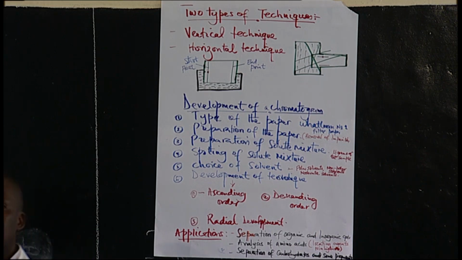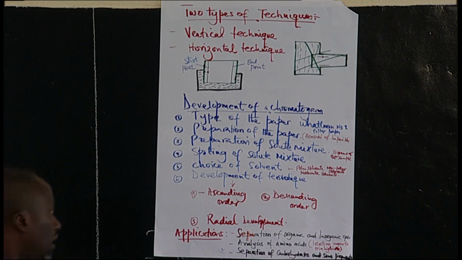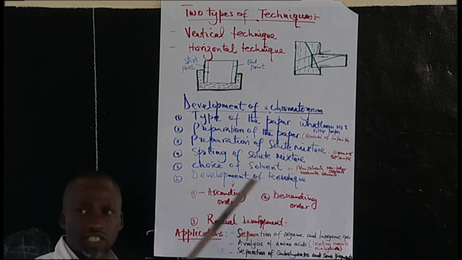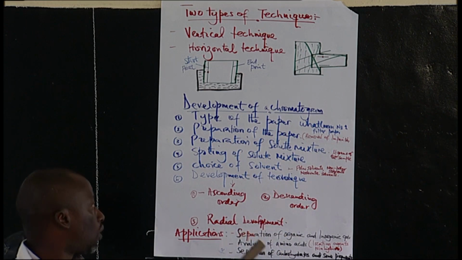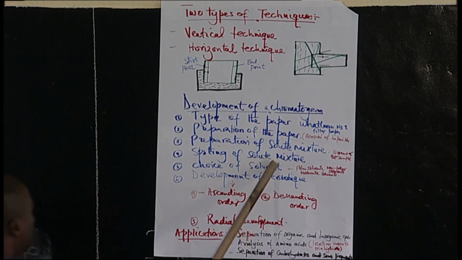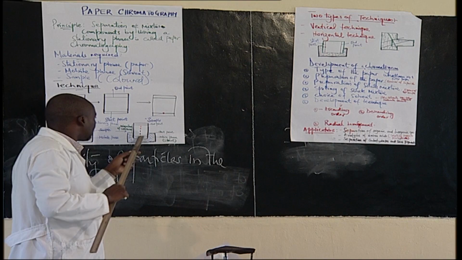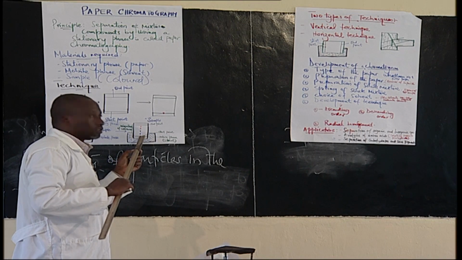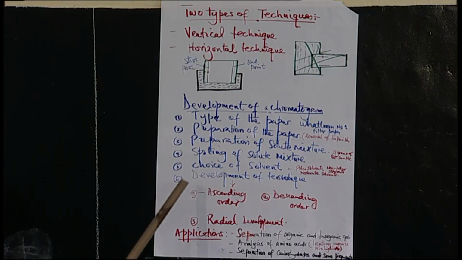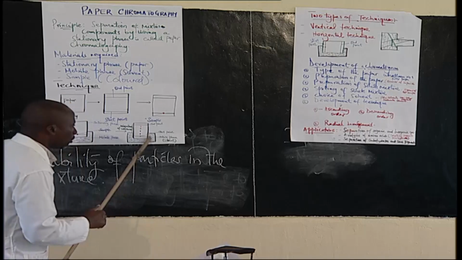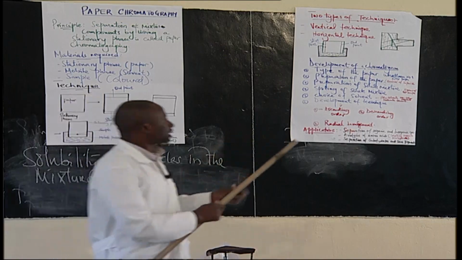In most cases, the mixture is added in small quantities, micrograms of the sample. Spotting of the solute mixture: this is the spot, that's where you have to put it. The choice of the solvent to use, that is the mobile phase. So which type of the solvent?